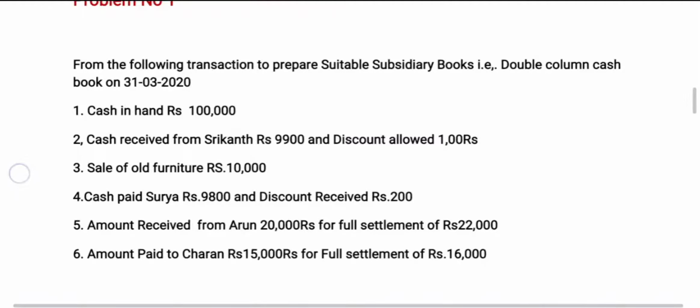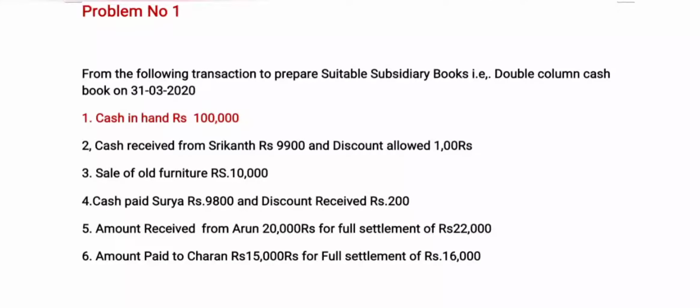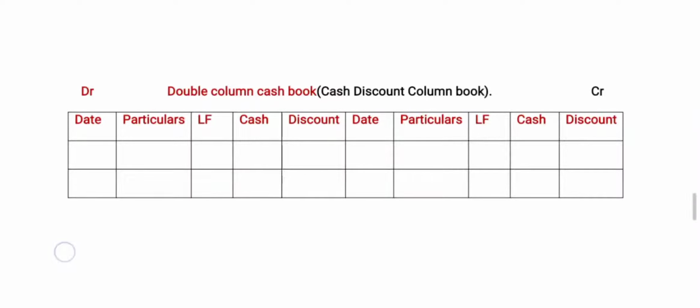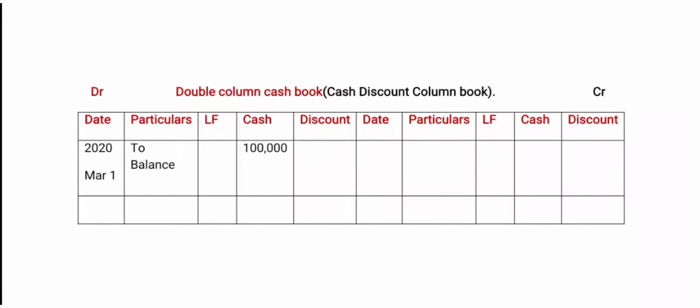Now we are going to the first transaction. March 1st, that is cash in hand. This amount is the opening amount for the cash book. Now we are going to the debit side of the cash book. We already know the format of the double column cash book with cash and discount. Now we are coming to the date side, debit side. 2020 March 1st, to balance, 1 lakh rupees.